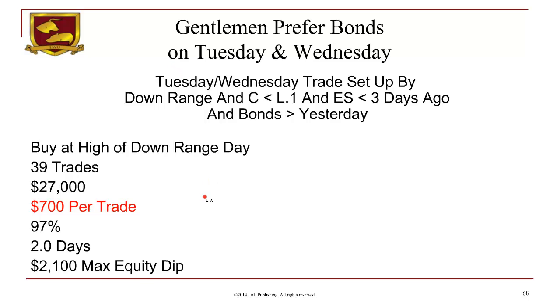For bonds on Tuesdays and Wednesdays, here we're doing $700 a trade, 97% accuracy. Tuesday and Wednesday trade is set up by down range and close less than low one, and the E-minis are lower than 3 days ago, and bonds are higher than yesterday. So we have that little down range, down close thing that we're looking for. We know that tends to be very bullish, right? And bonds are greater than yesterday. That's going to be a trade setup.